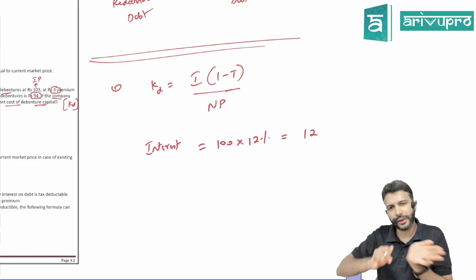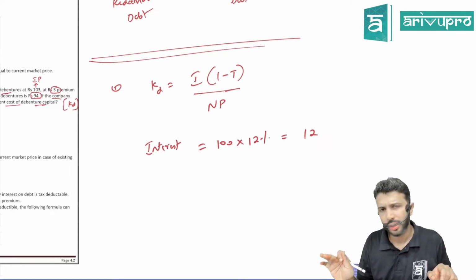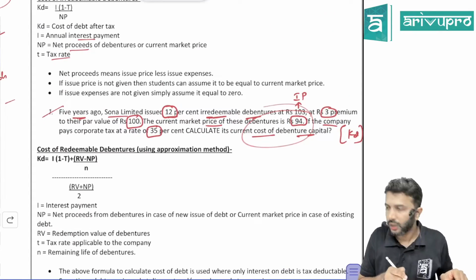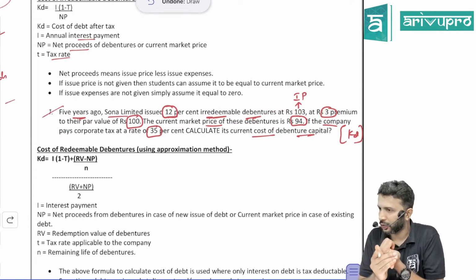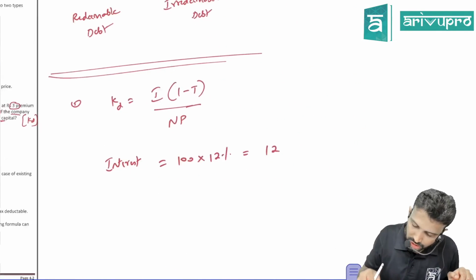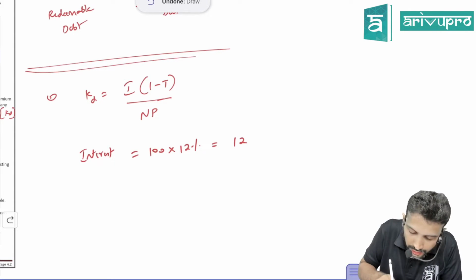You can calculate at total level also, or on one unit. The answer will be the same. But they have given the market price and all for one debenture. Hence, we will take the value for one and calculate accordingly. So what is the interest on one debenture? 12. Any problem till there? No. So you got the I here.